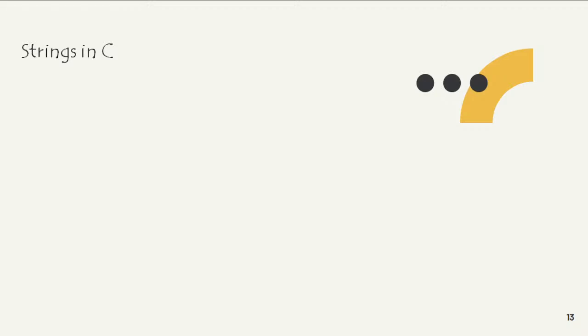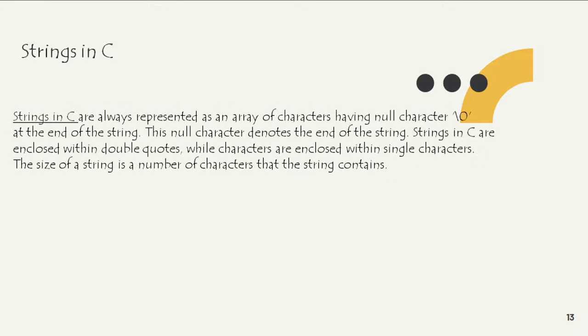And next is strings in C programming. We can simply say a string is nothing but an array of characters. And a string always ends with a null character, which is a combination of \ with 0. So the combination \0 is said to be a null character, which is used to terminate the string.